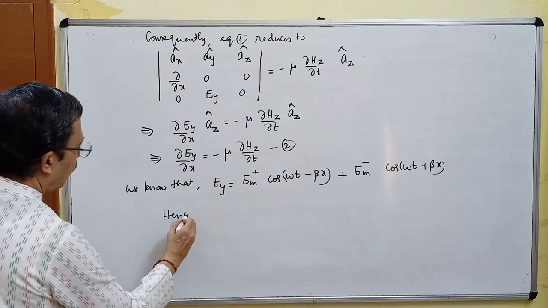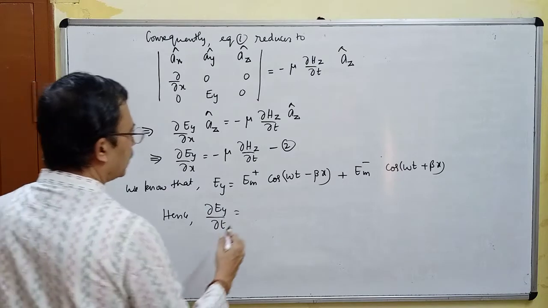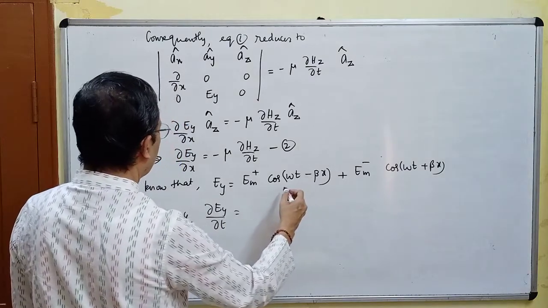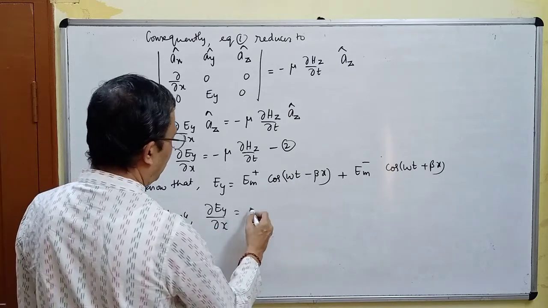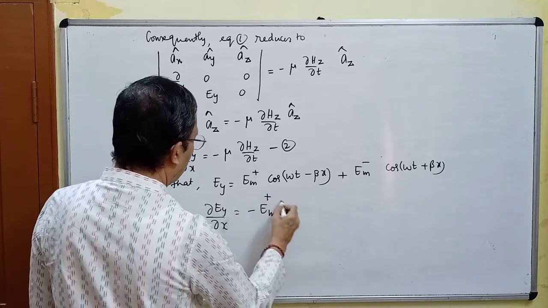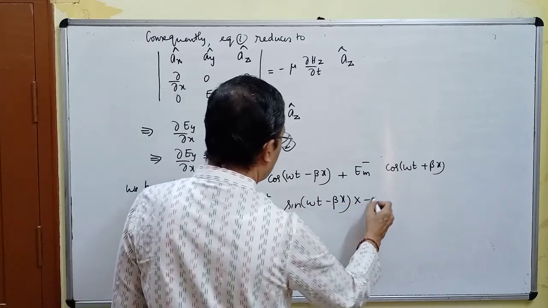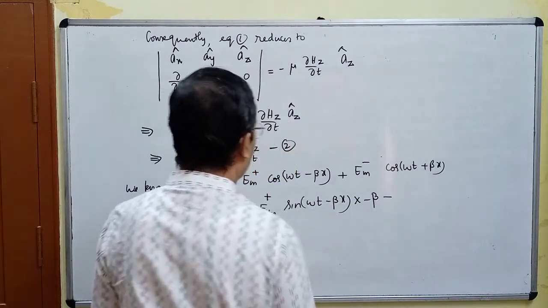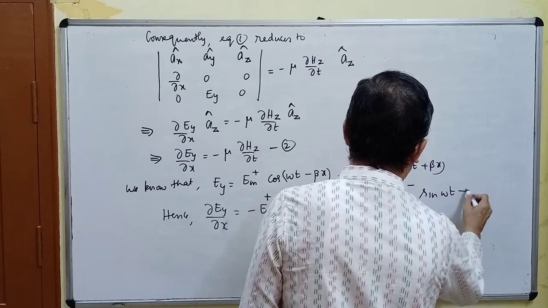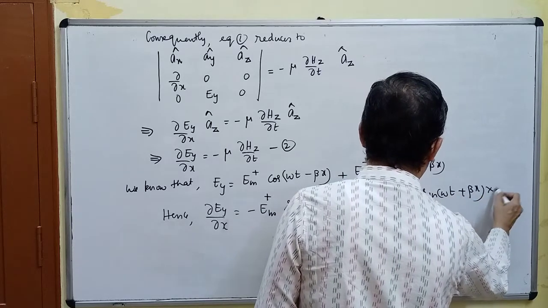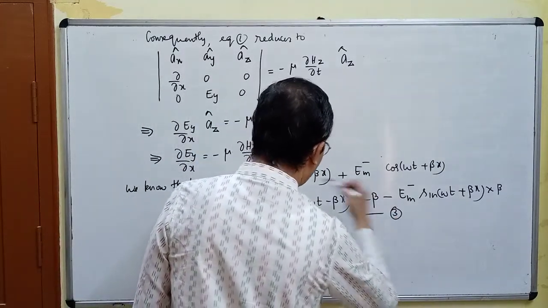Hence, you differentiate this, ∂Ey/∂x is equal to, differentiate with respect to x. If you differentiate cos, you get minus sin: minus Em+ sin(ωt − βx) into minus β, minus Em− sin(ωt + βx) into β. This I call equation 3.